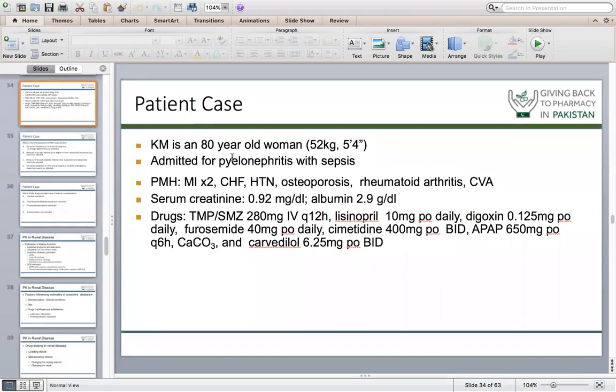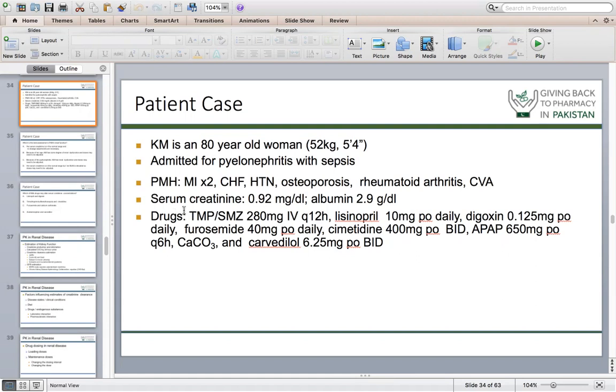Patient KM is an 80-year-old woman. She weighs 52 kilograms and her height is 5 feet 4 inches. She is admitted for pyelonephritis with sepsis. Her past medical history: she had myocardial infarction twice, she has chronic heart failure, hypertension, osteoporosis, rheumatoid arthritis, and she has had a cardiovascular accident.